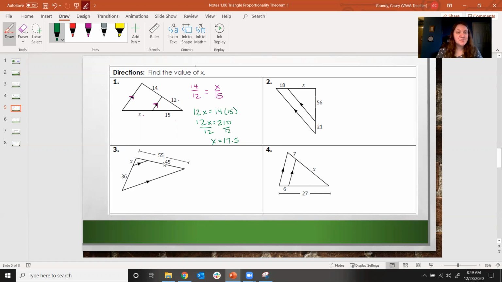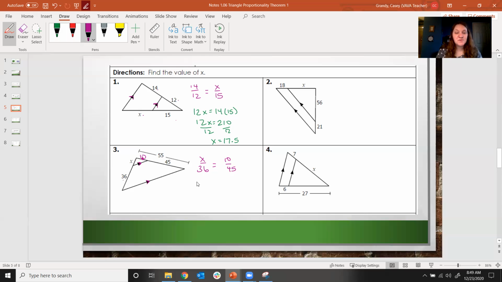I'm going to jump down here to example 3. Example 3, we have a parallel line in my triangle, and I know that's going to be breaking these sides up proportionally. So I can say x over 36 equals, but now I don't know this length right here. I know the whole thing is 55, and this piece is 45. So to find this piece, I can subtract and say, oh, it's 10, because 10 plus 45 equals 55. So x over 36 equals 10 over 45.